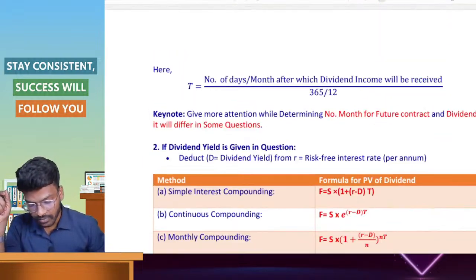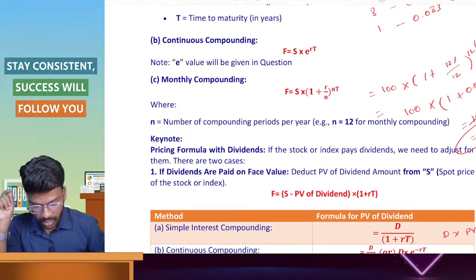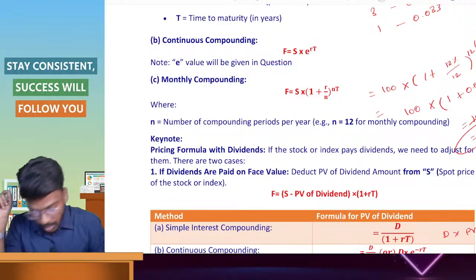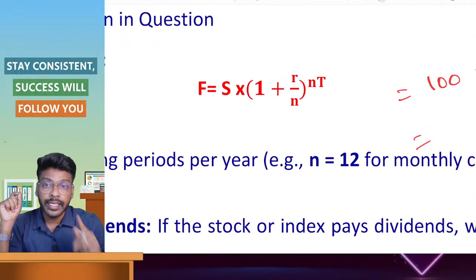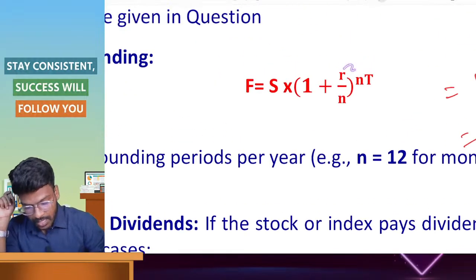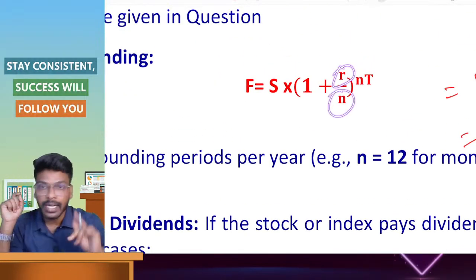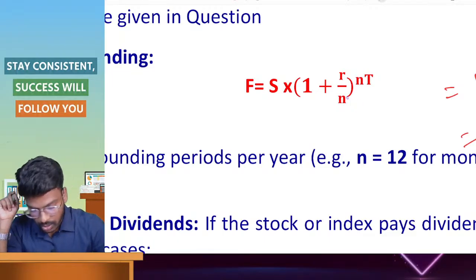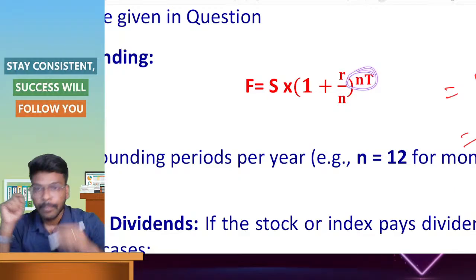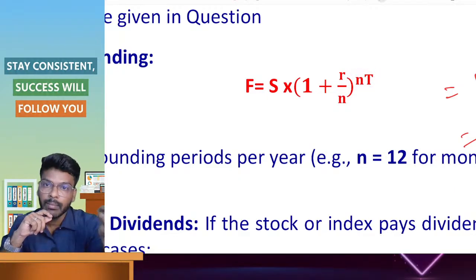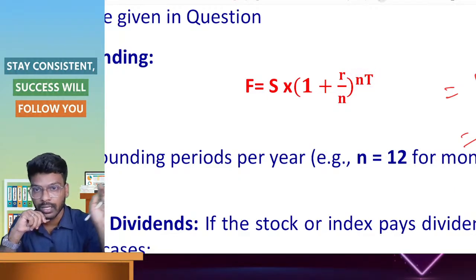Okay, in the monthly compounding formula you have to give more attention, because in the computation of R, it will be on a yearly basis. R is on a yearly basis, so we have to divide by the number of months, that is 12 months. Also in the power, the number 12 months is to be multiplied with the period given in the question.